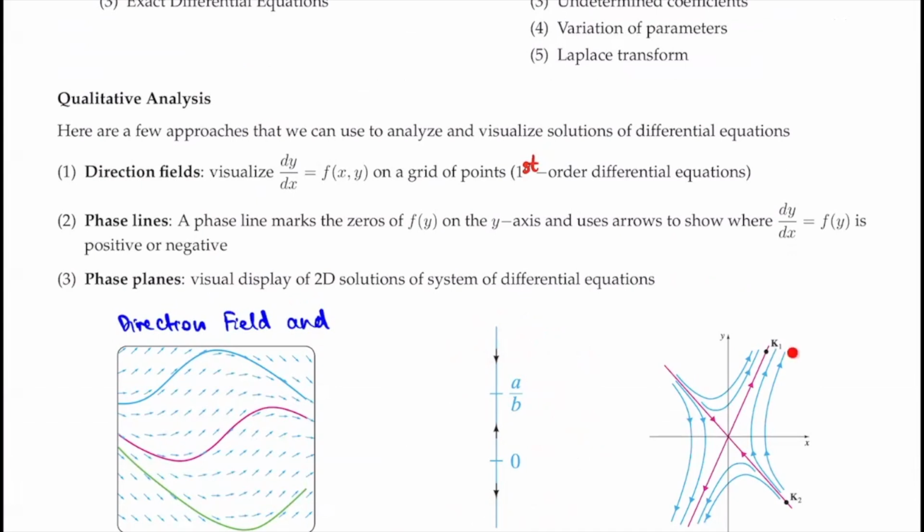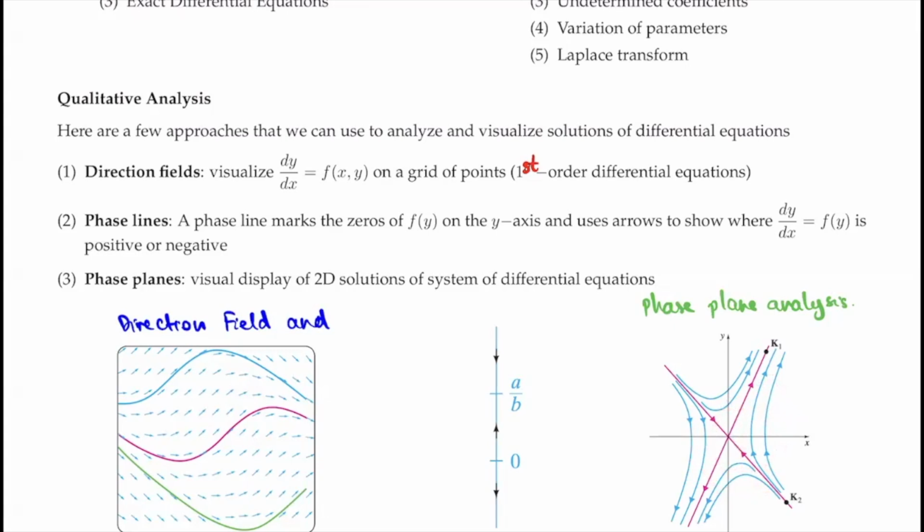Okay. And the last one you see here is a phase plane analysis. So the phase line analysis is also for the first order differential equations. Phase plane analysis is usually used for a visual display of the 2D solution of a system of differential equations. So phase plane analysis is mostly used in systems of differential equations. To avoid confusion, you can actually turn the second order differential equation into a system of differential equations and use phase plane as well, but I want to avoid that altogether.